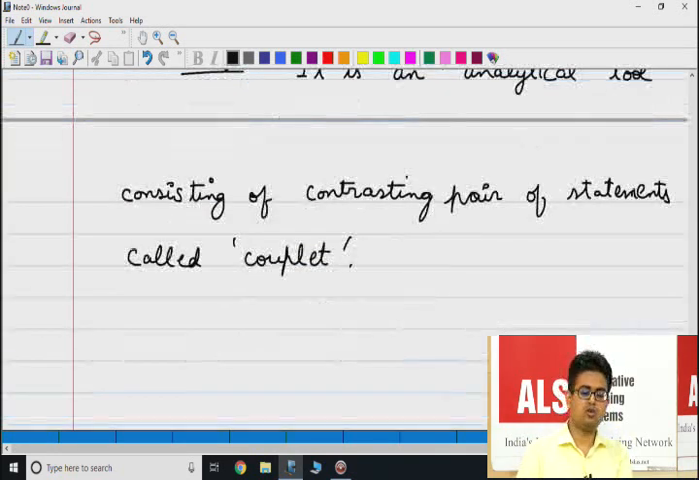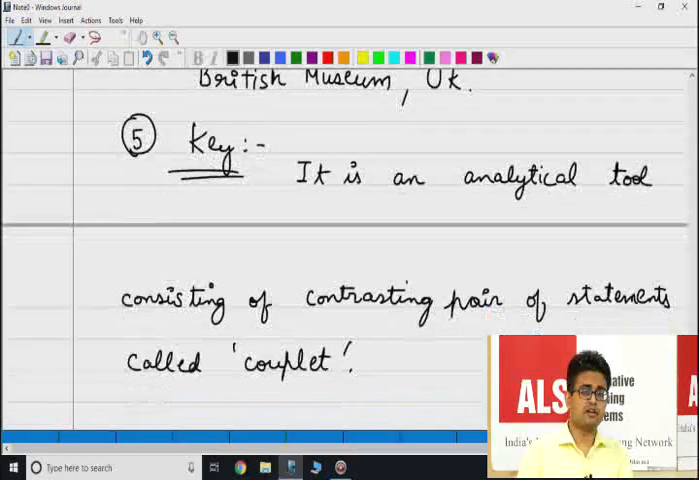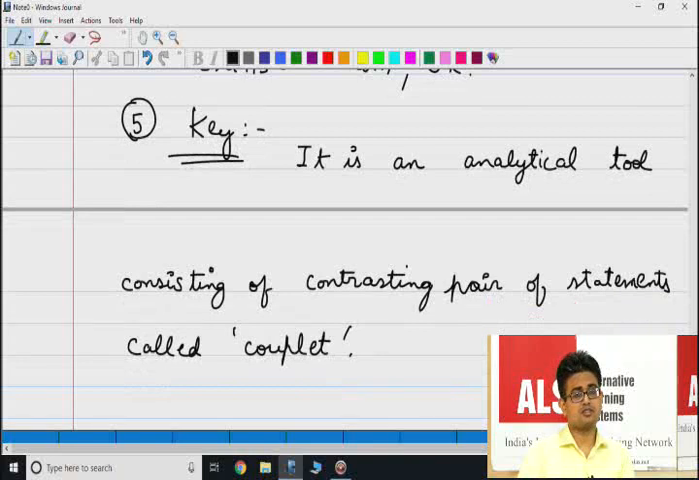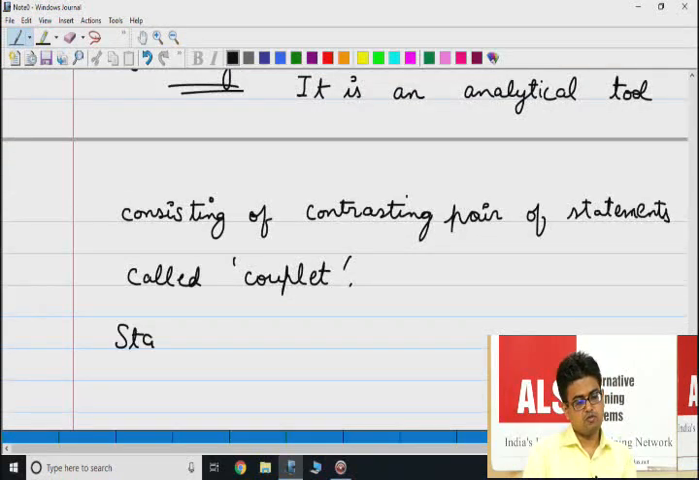In Hindi, we call couplet as doha. But here, couplet means not a poetry verse. Doha is a verse of poetry. Couplet means a pair of contrasting statements used to compare two species. So suppose we want to compare two species, so we will compare them only by their differences, not their similarities.